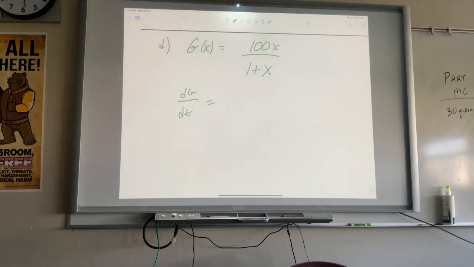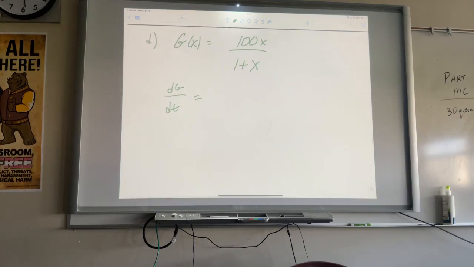Okay, guys, what rule do I use to take the derivative of this? Quotient rule. Derivative of the top, which is 100 dx dt, times the bottom, minus the top times the derivative of the bottom, which is just dx dt, all over the bottom squared.